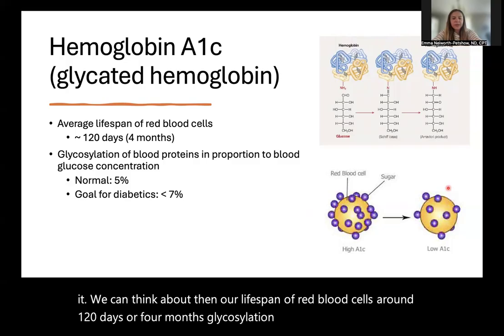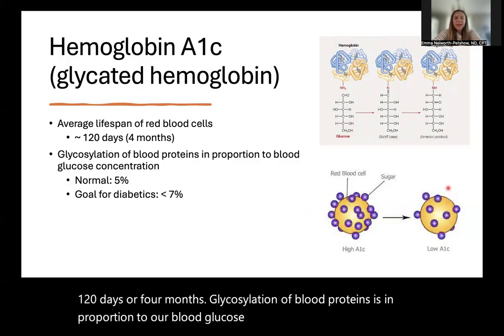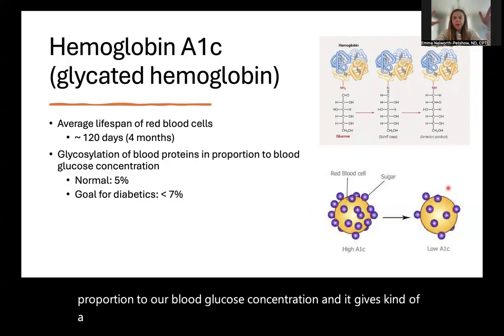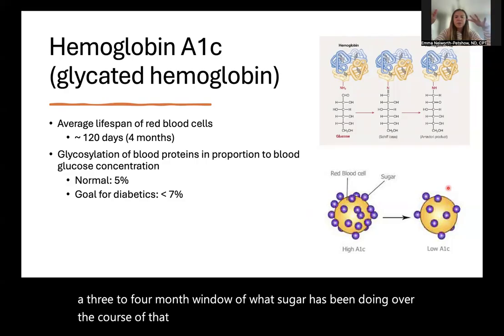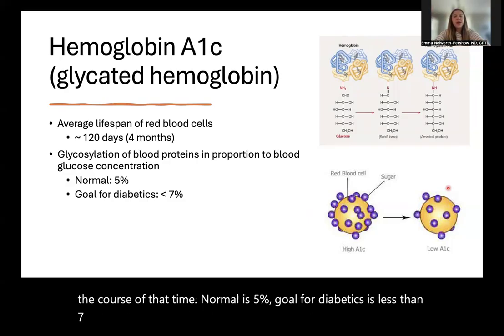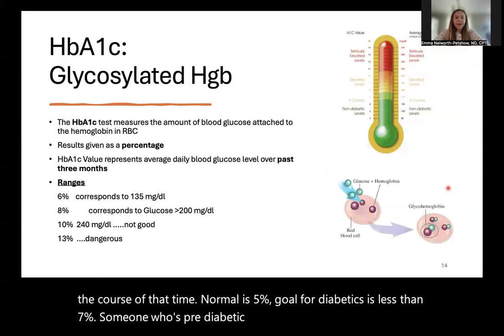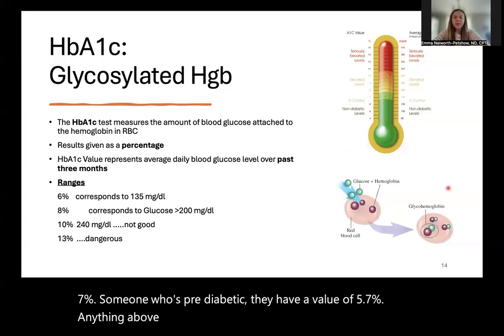Glycosylation of blood proteins is in proportion to our blood glucose concentration, and it gives kind of a 3 to 4 month window of what sugar has been doing over the course of that time. Normal is 5%. Goal for diabetics is less than 7%. Someone who's pre-diabetic has a value of 5.7%. Anything above 6%, we would consider that being positive for diabetes.